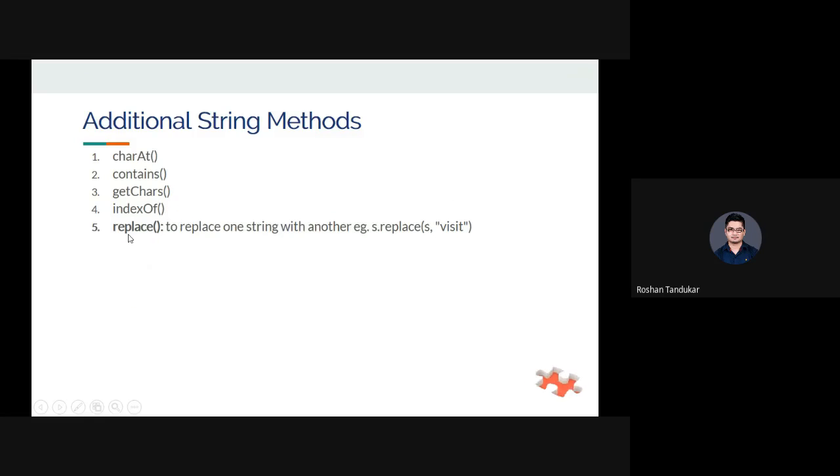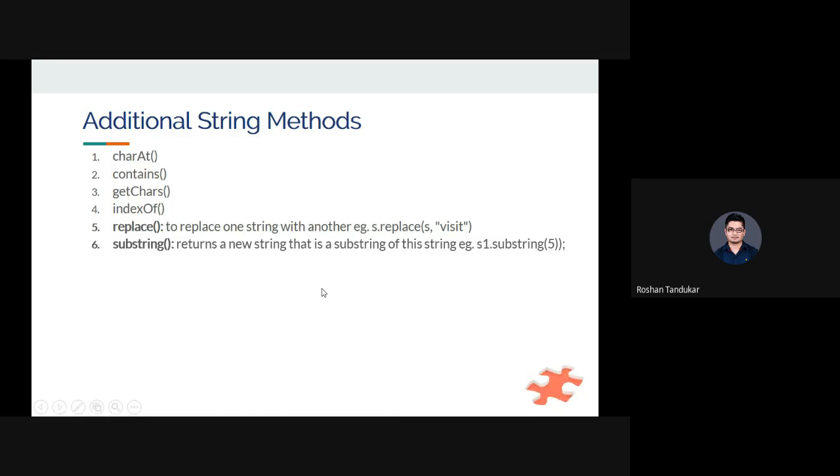Another one is replace. The name itself tells, isn't it? Replace means it is going to replace certain values with that. To replace a string value with another one, you can use replace, just like you use the assignment operator. For example, s.replace(s, visit). It will take that string, and s comma visit means it will replace the value of string s with the visit value. That means whatever was stored in the previous case, welcome, will now be replaced with visit.